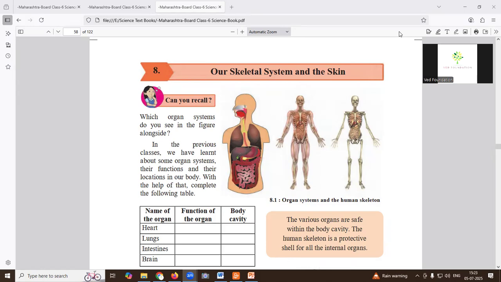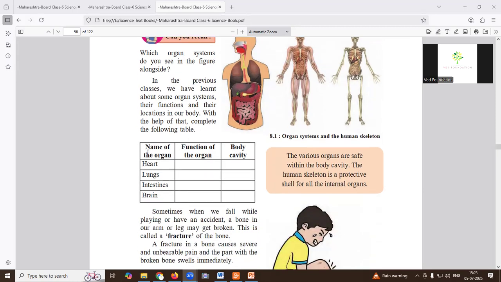Observe the figure carefully. You can see the respiratory system and digestive system. In the previous classes, we have learned about some organ systems, their functions and their locations in our body. With the help of that, complete the following table. In the table, the first column is the name of the organ, the second column is the function of the organ, and the third is body cavity. In previous standards, we have learned different body cavities.